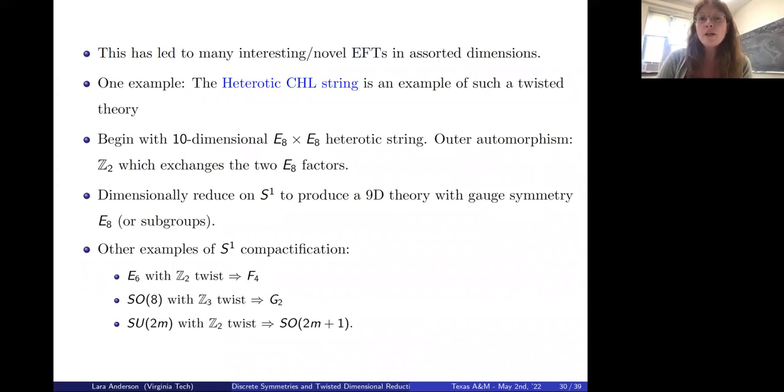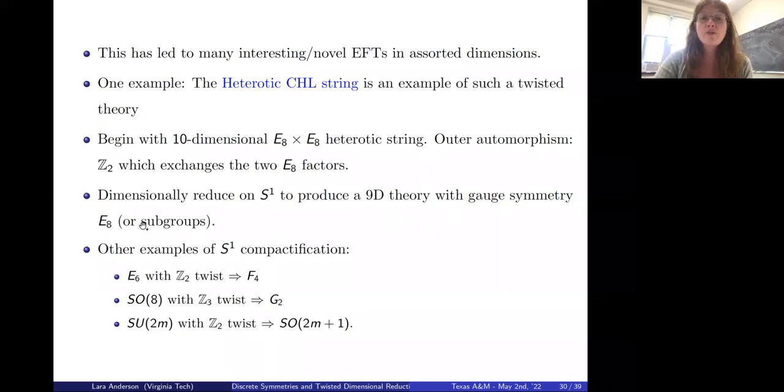One important example of this in terms of novel string compactifications is the so-called CHL string, which was discovered many years ago. It's an example of such a twisted dimensional reduction. So if you begin, for example, with a 10-dimensional E8 cross E8 heterotic string, there's an outer automorphism of that gauge group, which interchanges the two E8 factors. You can dimensionally reduce that 10-dimensional theory down to 9 dimensions, for example, to produce a 9D theory where you can use the symmetry that interchanges those two E8s. As you go around that circle, you can glue your two E8s together and produce a theory in 9 dimensions that has a single E8.